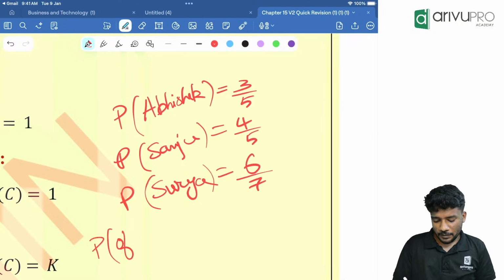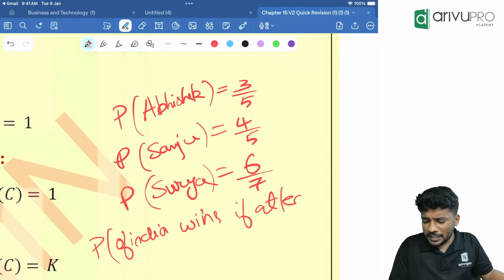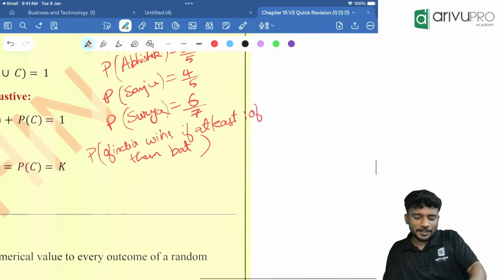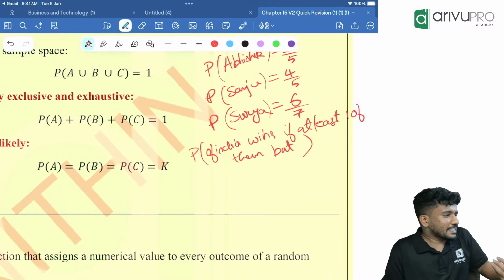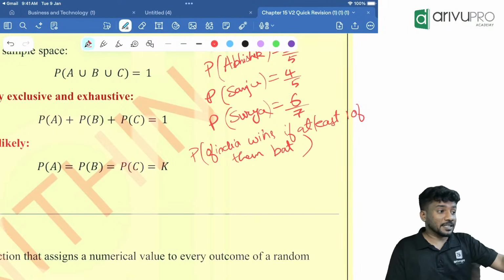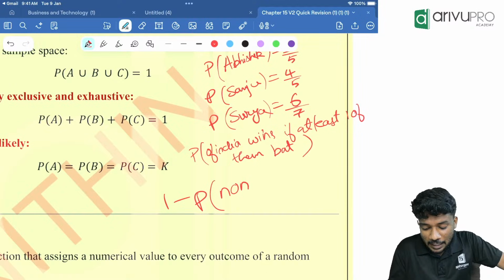Probability of India wins if at least one of them bat. I'll use the word at least. Probability of India winning if at least one of them bat. People, at least one of them bat means we will use 1 minus probability of none of them bat.